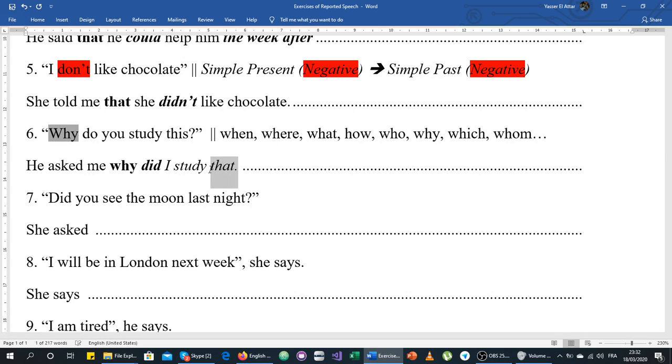Okay, so pay attention to something with me now. This one is no longer a question, it's a reported sentence, reported speech. So we don't need did. We need to conjugate the verb in the affirmative form, and study in the simple past is studied. This one is very important. He asked me why I studied that.